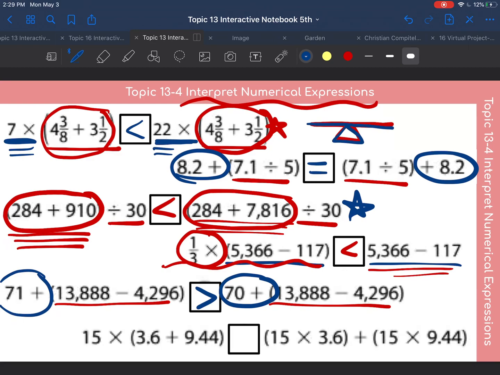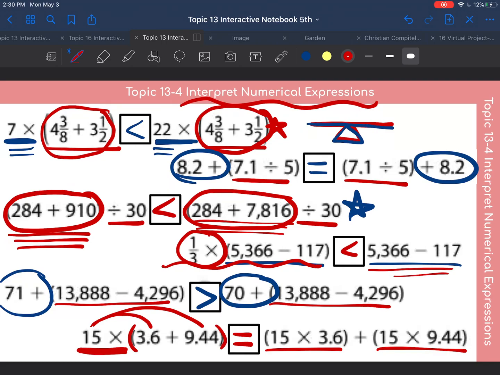It's one more. And then this very last one, they have the same numbers in common. But what I want to talk to you about, we have this 15 and this 15 is being multiplied by what is in this parentheses, okay? So that's the same thing as taking 15 and multiplying it by 3 6/10, and then taking 15 and multiplying it by 9 44/100. So that is called the distributive property, which is the same thing as this, 15 times 3 6/10 and 15 times 9 44/100. So these are actually equivalent.